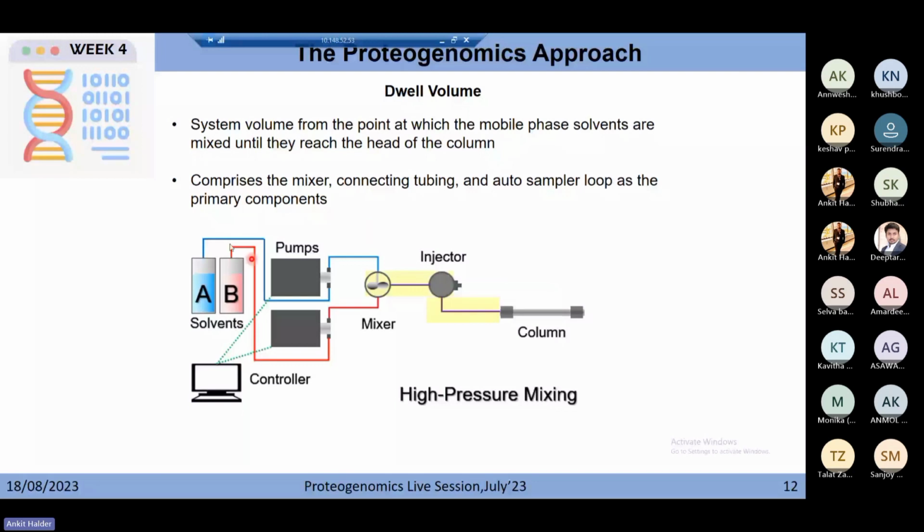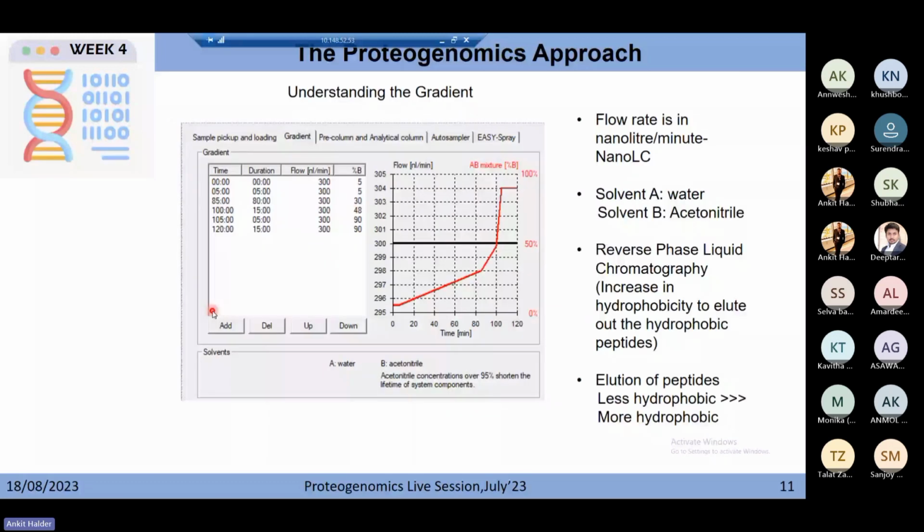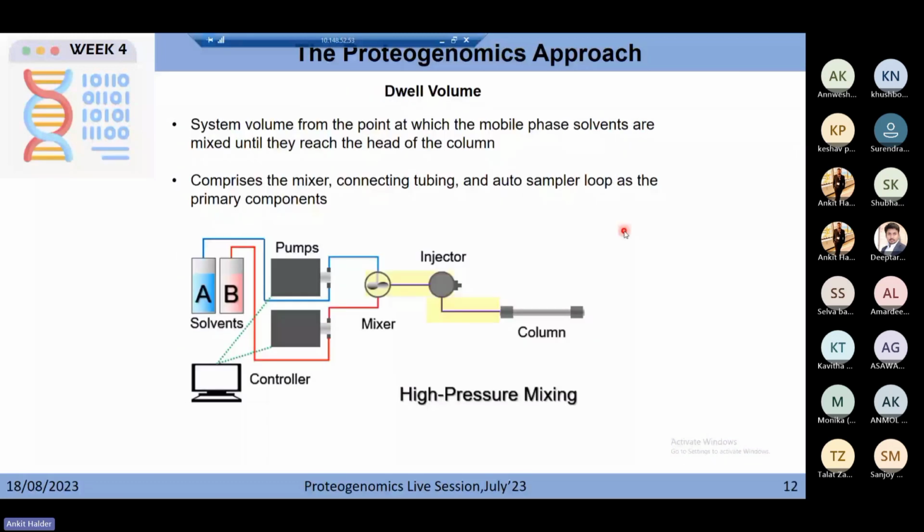Here the solvent that you have kept, which is mostly your water and your acetonitrile, will be mixed in the pumps, and then it will reach the column. So the system volume from the point at which your mobile phase solvents are mixed until they reach the head of the column is known as your dwell volume. It comprises your mixer, then connecting tubing and autosampler loop. This is how it is mixed in a high pressure mixing LC.